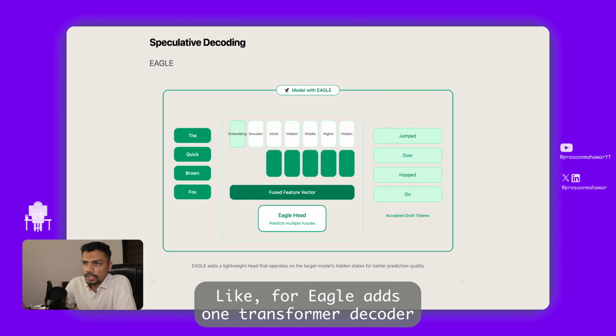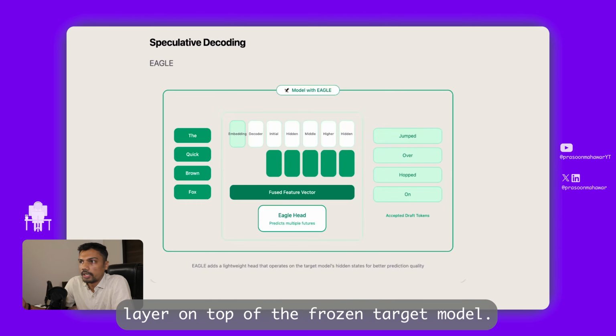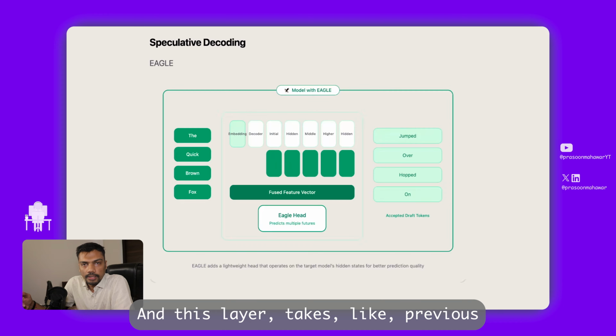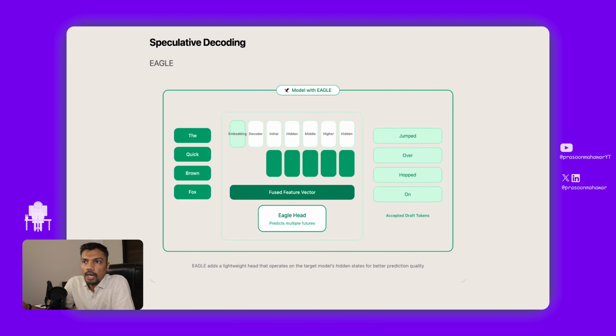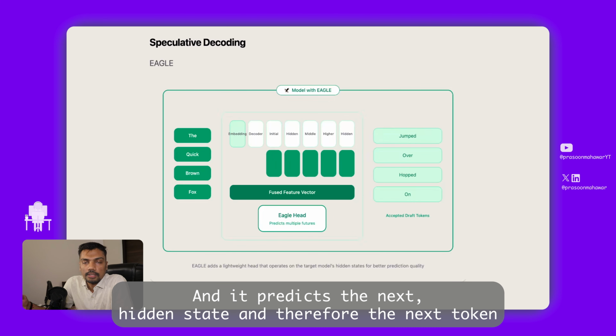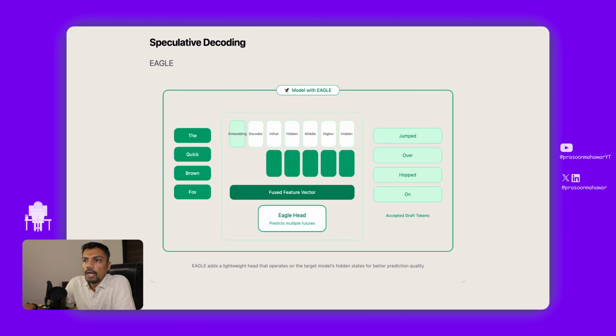For Eagle, it adds one transformer decoder layer on top of the frozen target model, and this layer takes the previous hidden state plus the current token embeddings as input, and it predicts the next hidden state and therefore the next token. Only this one layer is trained, and the rest of the target model is frozen.